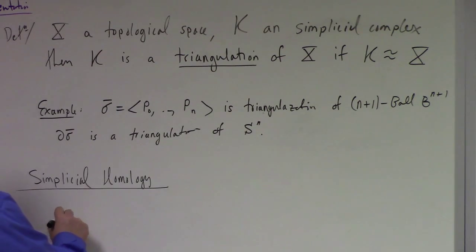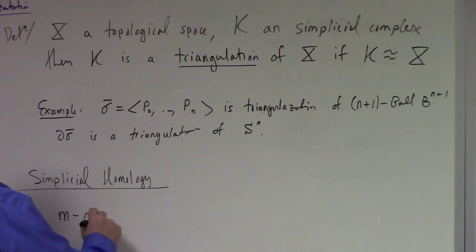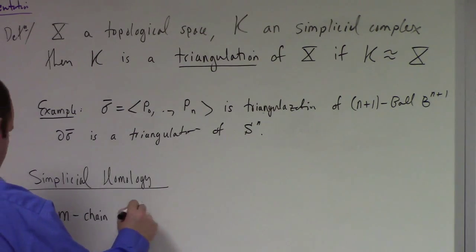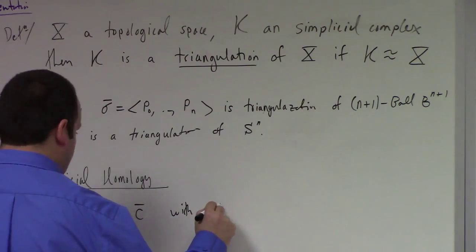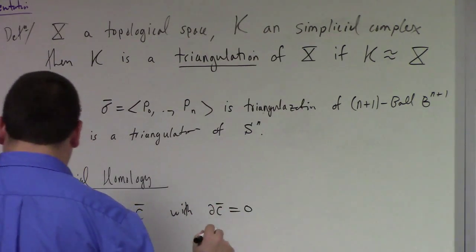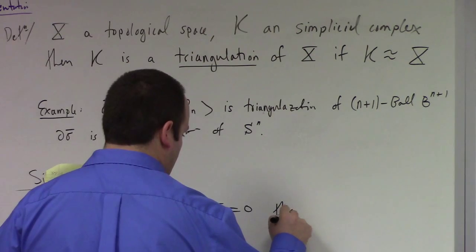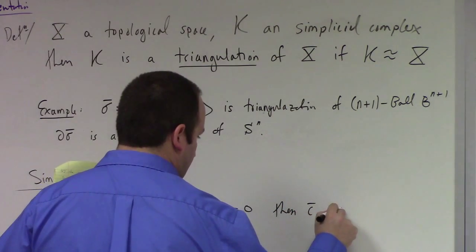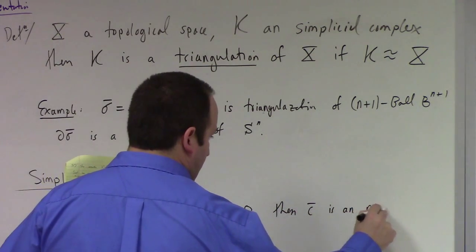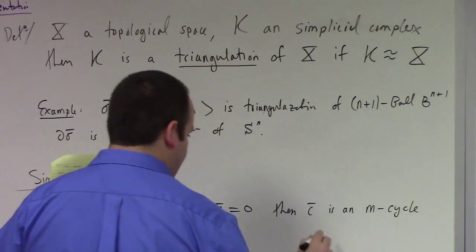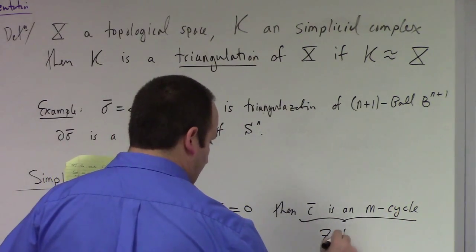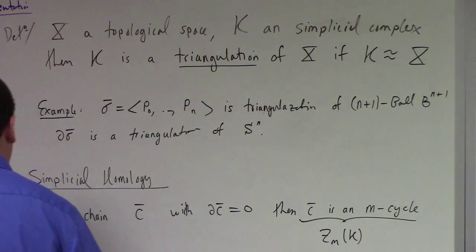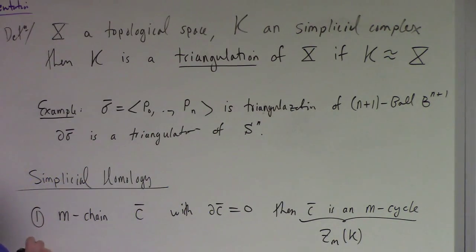So if we have an M chain, C bar, with the boundary of C bar equal to 0, then C bar is an M cycle. The set of all such things is denoted Z sub M of K. These are the M cycles of the simplicial complex.